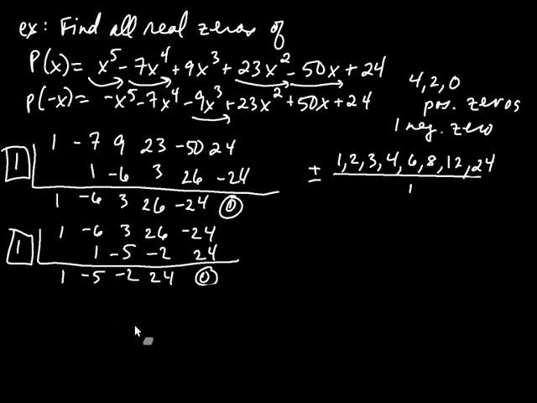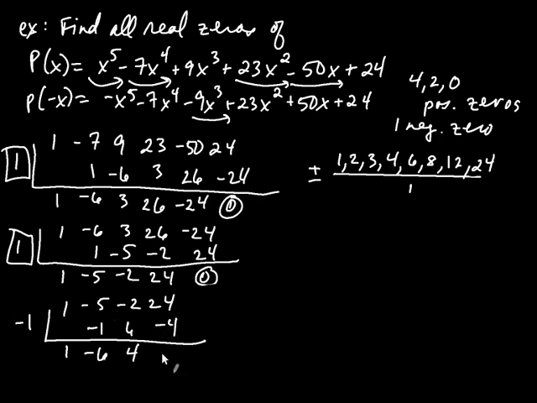Okay, so that's the whole idea with synthetic division, right? You're constantly whittling down to get a smaller polynomial. You don't have to go back, and you shouldn't go back, to the original polynomial. So I'm trying -1 with the polynomial with the coefficients 1, -5, -2, and 24. So what do I get? 1, -1, -6, 6, 4, -4, and 20.